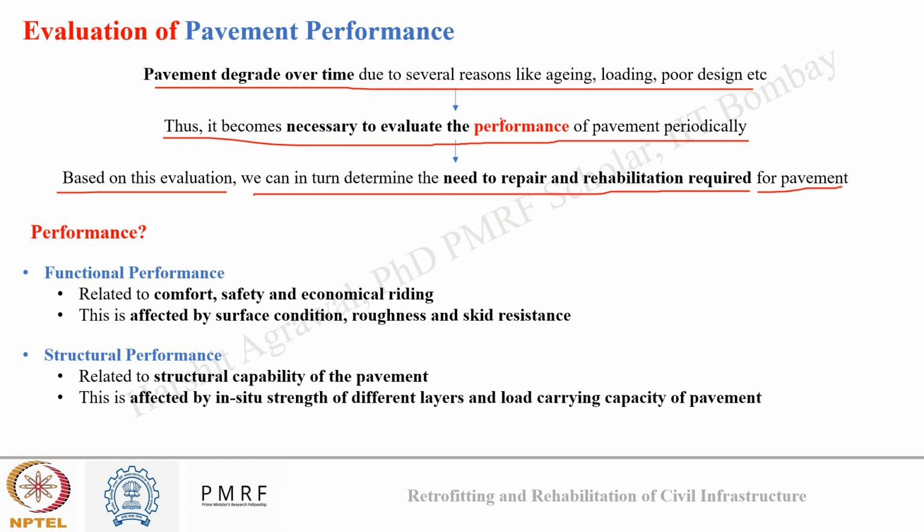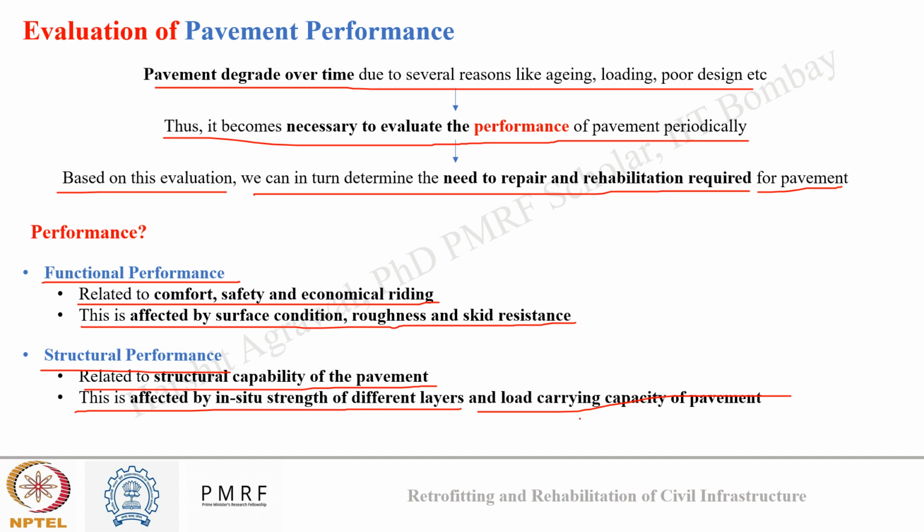Now, how do we quantify performance of a pavement? Okay, so this can be done in two ways, either by looking at the functional performance of the pavement or by looking at the structural performance of the pavement. Okay, so by functional performance, we mean something that is related to the comfort, safety, and economical riding experience. Okay, and this is affected by surface condition, roughness, and the skid resistance of the pavement. While structural performance is related to the structural capacity of the pavement, and this is affected by in situ strength of different layers and the load carrying capacity of the pavement.